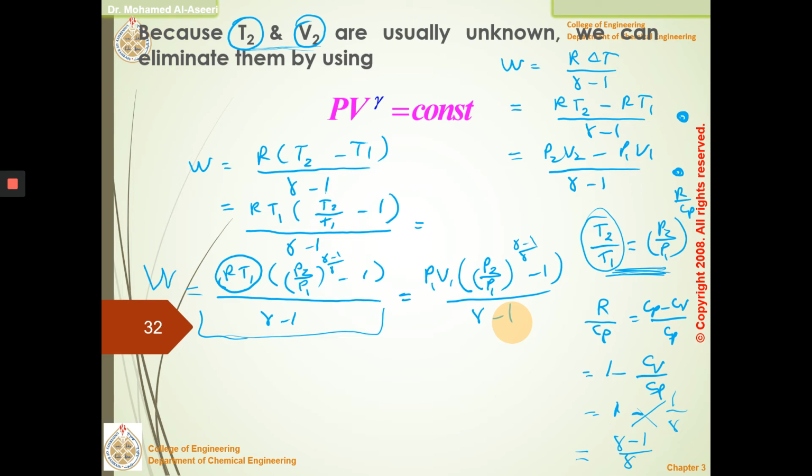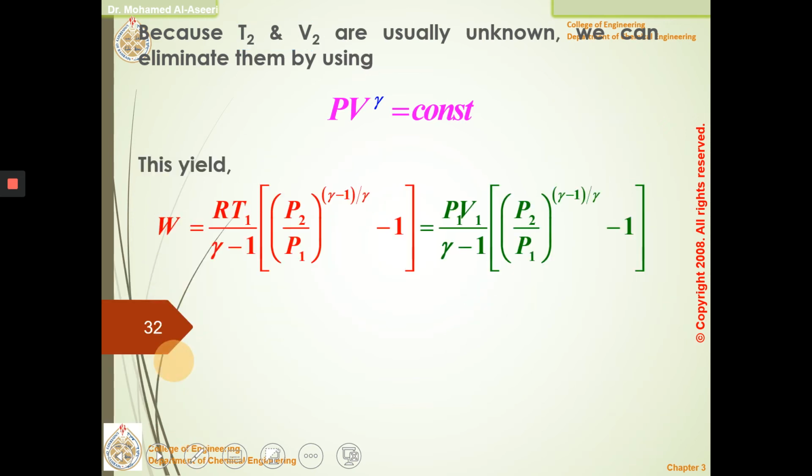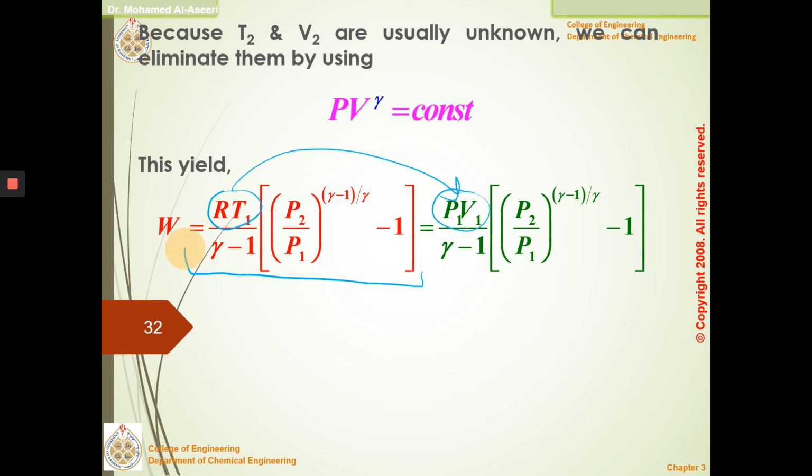Okay, so that just defines how to play with the equation to eliminate T2 and V2. All right, so if this is the case, I will just clear everything and show you this final equation. This is the one I just derived for you. And then if I replace RT with PV, I get the other equation.